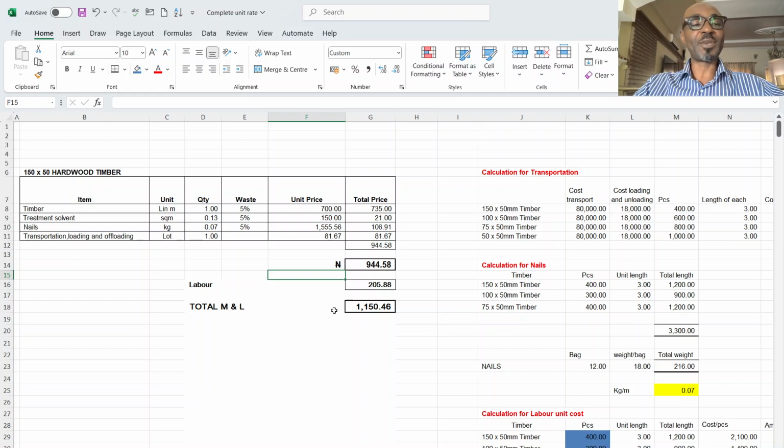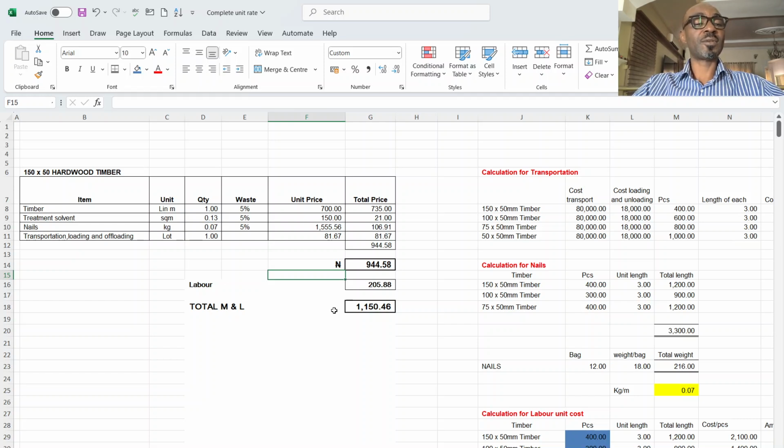We are going to be building up rates for roof carcass, and we are going to price one of the different sizes of wood that is used for the roof structure. The size is 150 by 50 hardwood. Basically, we know the materials. The procedure is you get the wood treated, then the carpenters will proceed to using the wood for the structure.